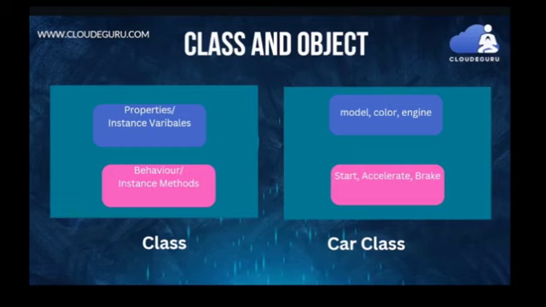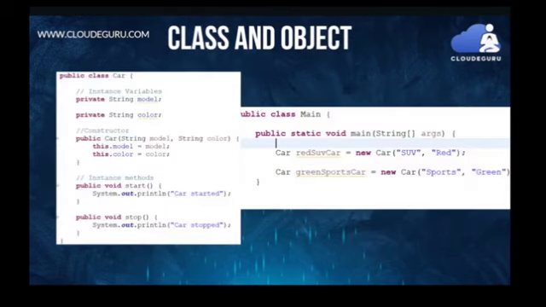Okay, so in a car class the properties could be car model, car color, car engine, and the behaviors could be starting the car, accelerating the car, applying brake. So these could be the behaviors. Okay, now see, this is a car class. So this is how we write classes in Java. If you'll see, string model is an instance variable or property, string color is a property. Then down here, you'll see the methods start, stop. Okay, now this is the car class.